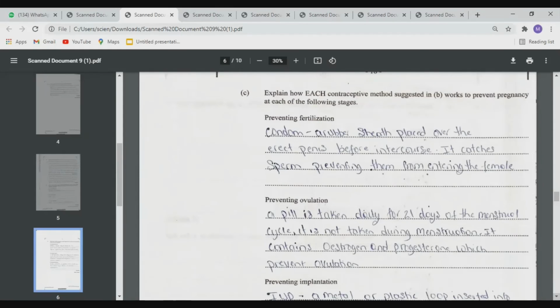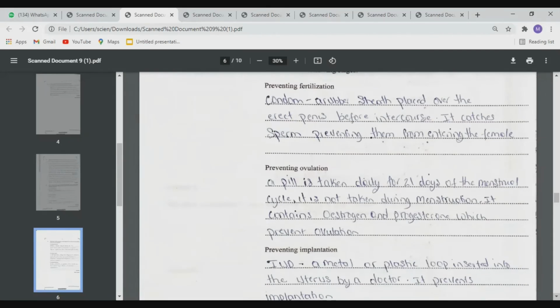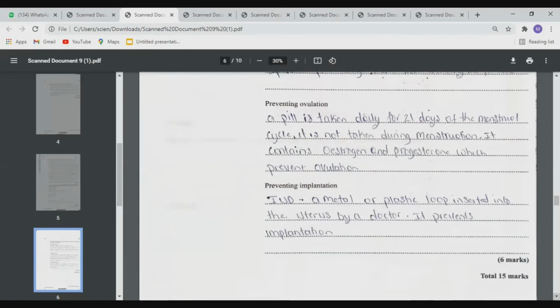And with using the female diaphragm, you have to use the spermicide to help to kill some of the sperms. So preventing ovulation. A pill is taken daily for 21 days of the menstrual cycle. It is not taken during menstruation. It contains estrogen and progesterone, which prevents ovulation. So preventing implantation. The IUD is a metal or plastic loop inserted into the uterus by a doctor.